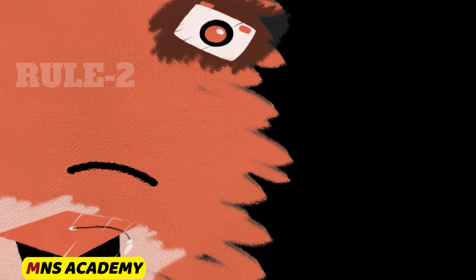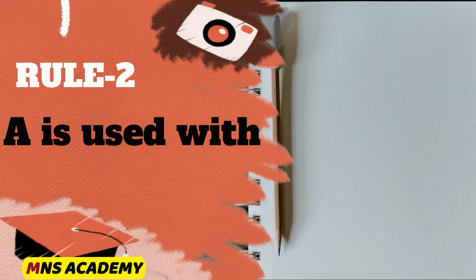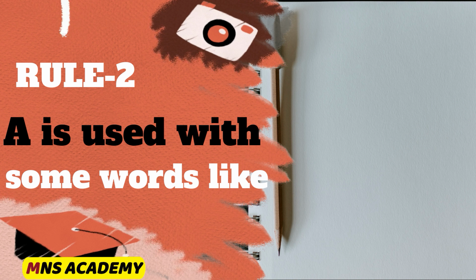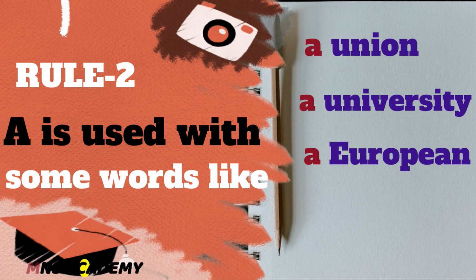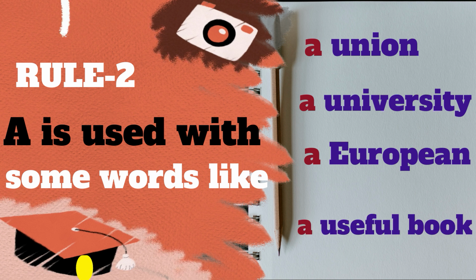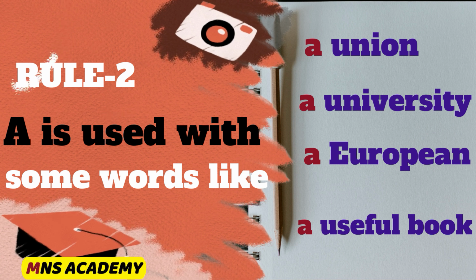Okay, let's move on to the next rule. A is used with some words like a union, a university, a European, a useful book, etc. Though these words begin with the vowel letters, they are giving the sound of consonant like y. So, we put the article a before these words.